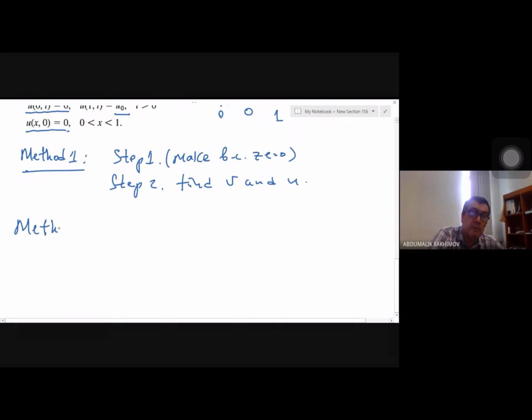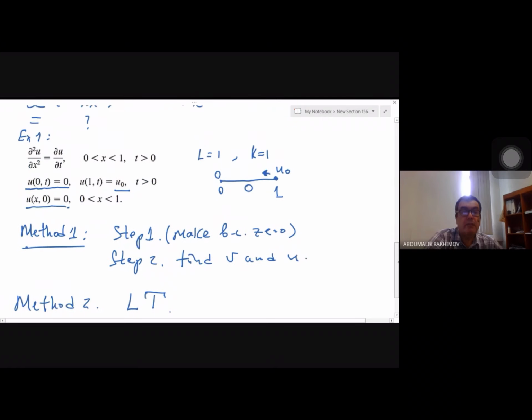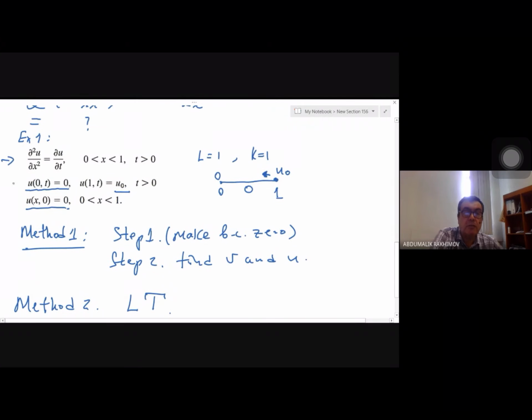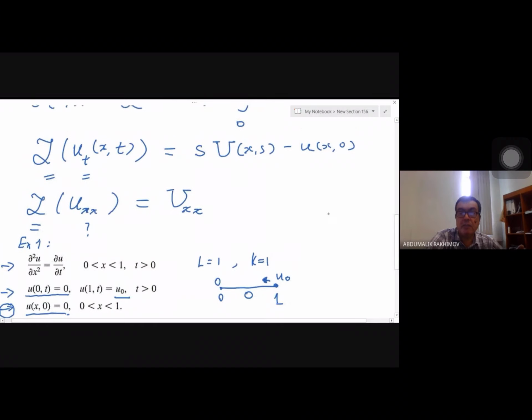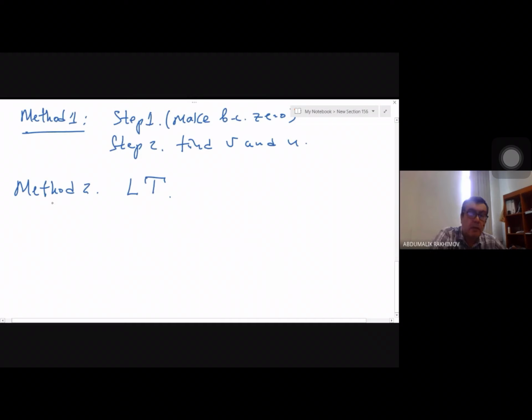Method 2 is the Laplace transformation method. So we will transform our problem, which means we have to transform the equation, the boundary conditions, and the initial condition. We use the initial condition in the transformation of the equation, because when you transform a derivative with respect to t, you need the initial condition. Let's do the equation first.